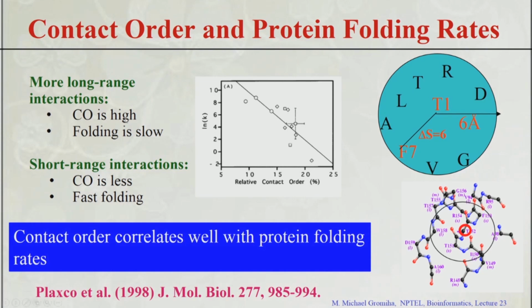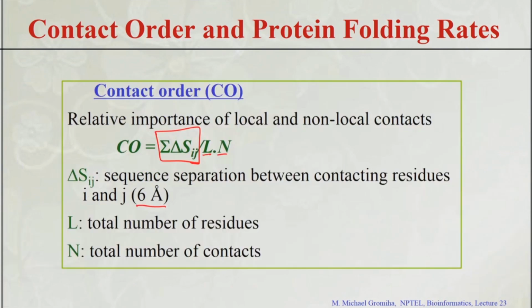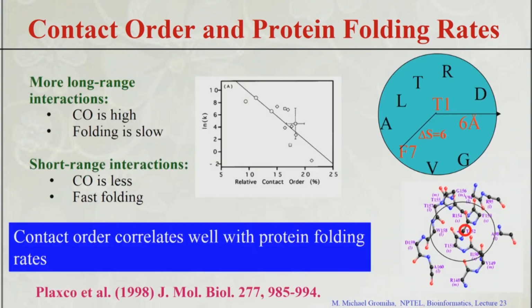If there are more long range interactions, what will happen to the contact order? More long range interactions means what will happen in this equation? This will be high, because delta S will be high. If this is high, then what will happen to the contact order? It is high, because it is directly proportional. So, in this case the contact order is high. If the contact order is high, what do you expect of the folding? Folding is slow, because with more long range contacts, the folding is slow.